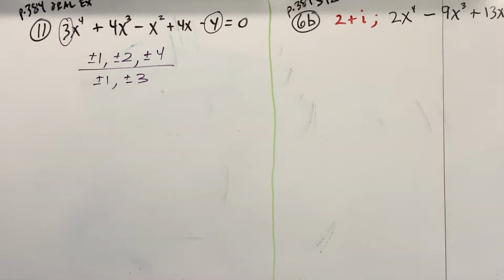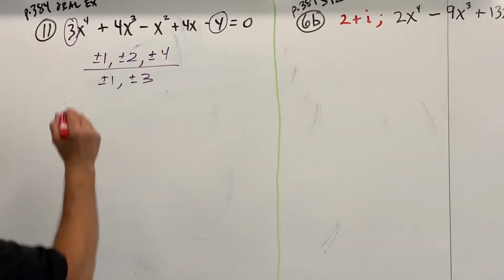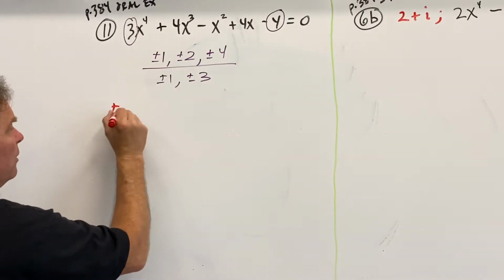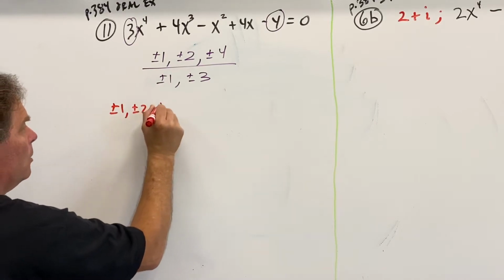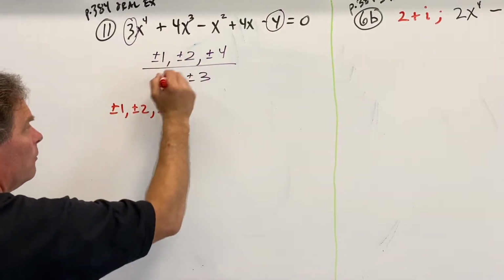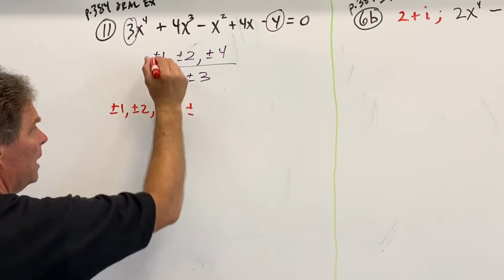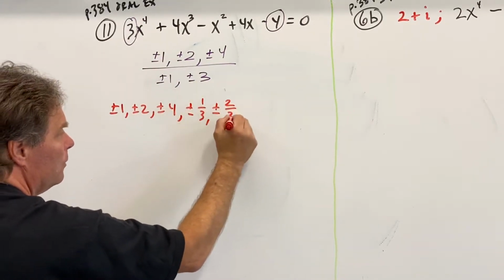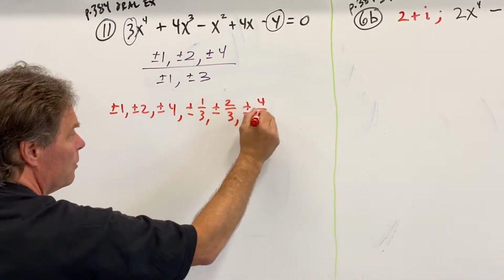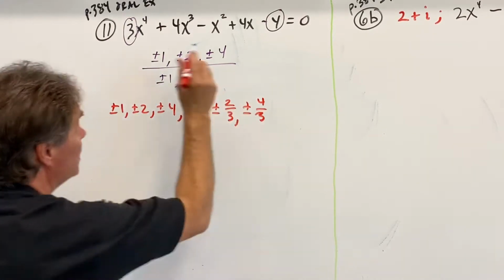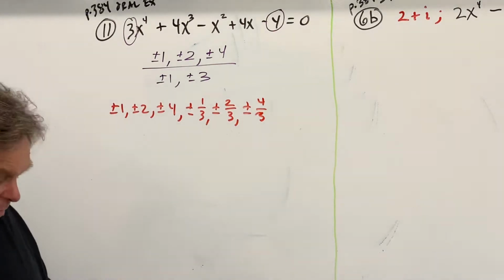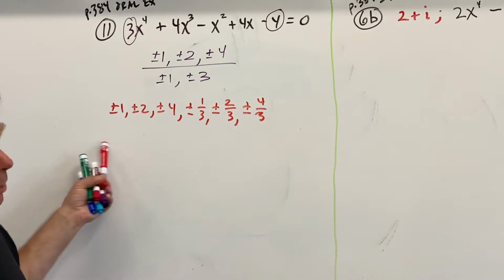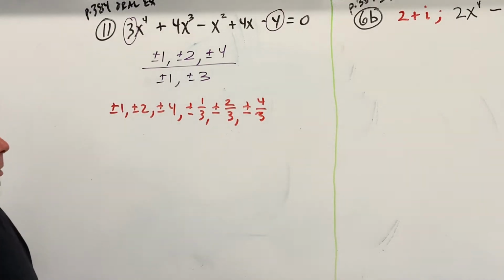So here we go. I do it in this order. All of these over 1, so plus or minus 1, plus or minus 2, plus or minus 4. It's each of these over 1. Then plus or minus 1/3, plus or minus 2/3, plus or minus 4/3. So if there are rational solutions to this equation, they will be on this list. Okay? So that's how it works.